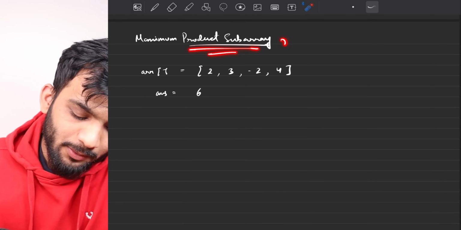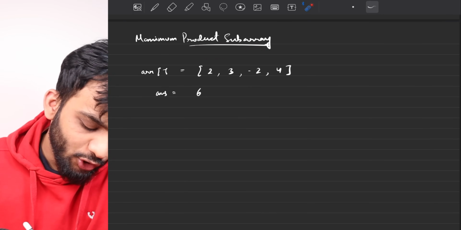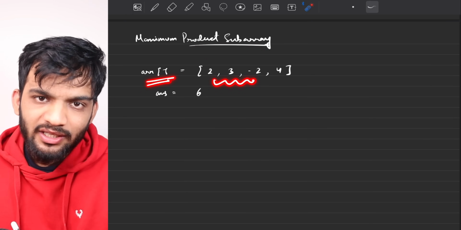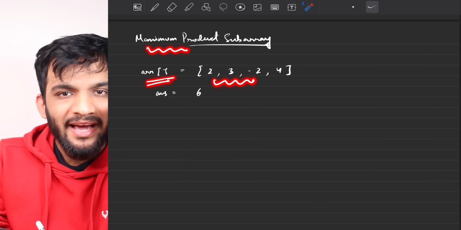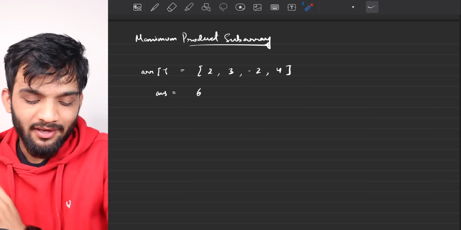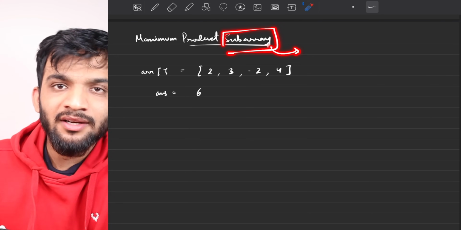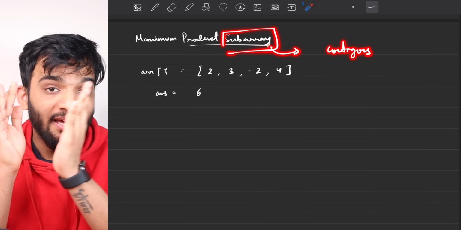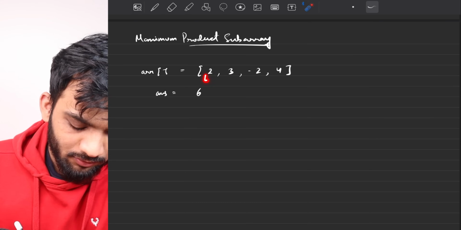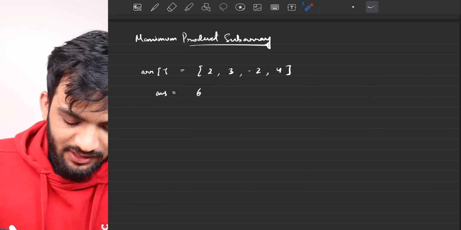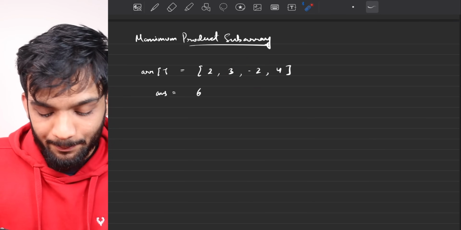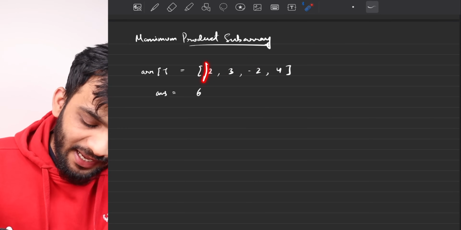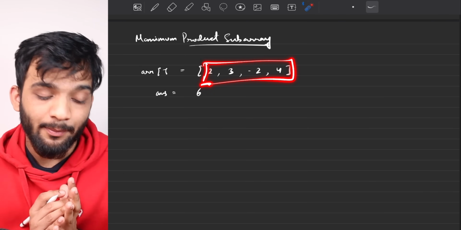So what does the problem state? The problem states that you will be given an array, and the array will be containing integers. And your task is to find the maximum product subarray. Now what is the definition of a subarray? The definition of a subarray is any contiguous part of the array. For example, this is a subarray. For example, this is a subarray. For example, this single element is also a subarray. Also, the entire array can be called a subarray.